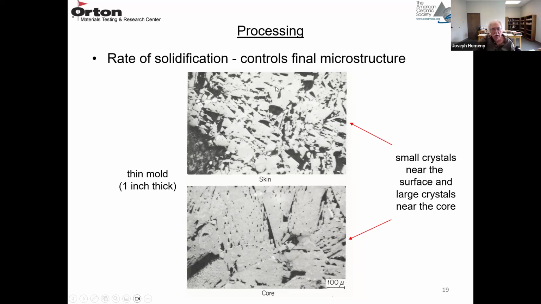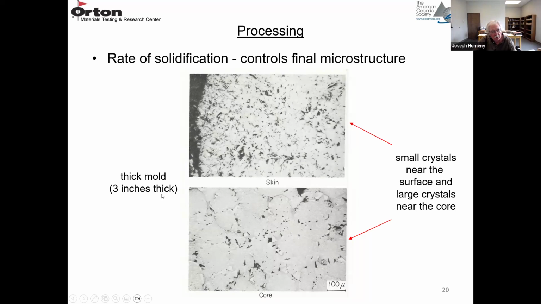So the surface is going to cool a lot faster than the interior. So there's going to be a microstructure gradient. You're going to have the smaller crystals on the surface and the large crystals in the center. So this is about 100 microns. These look like they're a little bit smaller than 100 microns, and then these are fairly large, maybe several hundred microns. So small crystals near the surface and large crystals near the core. And that's a 1 inch thick mold. So that would be considered slow cooling.